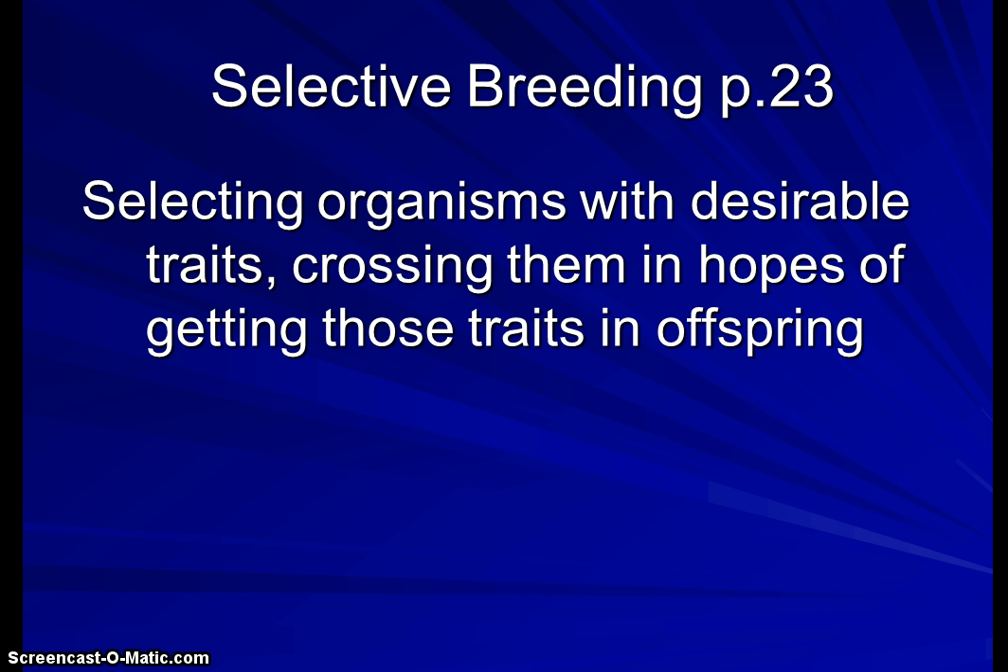So they're doing this lots of times in the past, and with animals, if they had a fast racehorse and another fast racehorse, they would hope by breeding them they would get an even faster racehorse. So the thing to remember about selective breeding is that people are doing the choosing. They are choosing which organisms to breed.